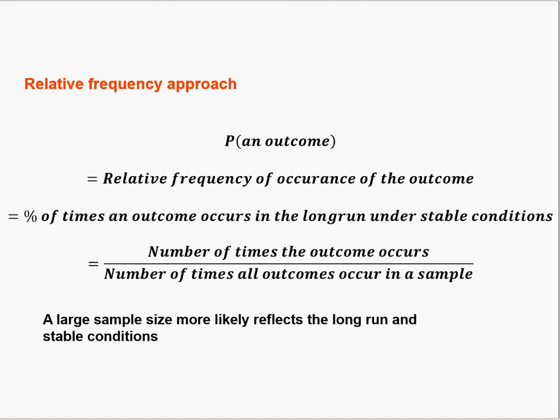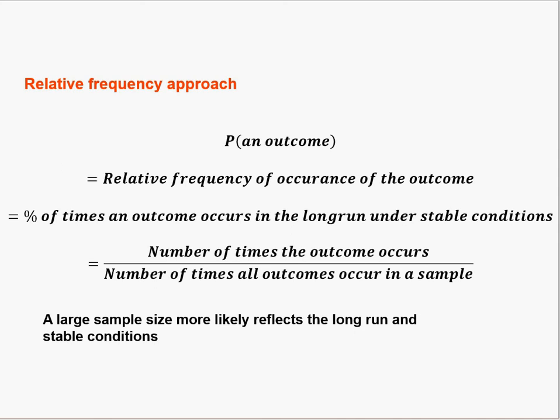Now let's move on to the relative frequency approach toward the determination of probability. This approach is to calculate the relative frequency of a particular outcome's occurrence. The percentage of times an outcome occurs in the long run under stable conditions is used as a probability of a particular event's occurrence. And this is calculated by using the number of times that a particular outcome occurs divided by the number of times all outcomes occur in a sample.